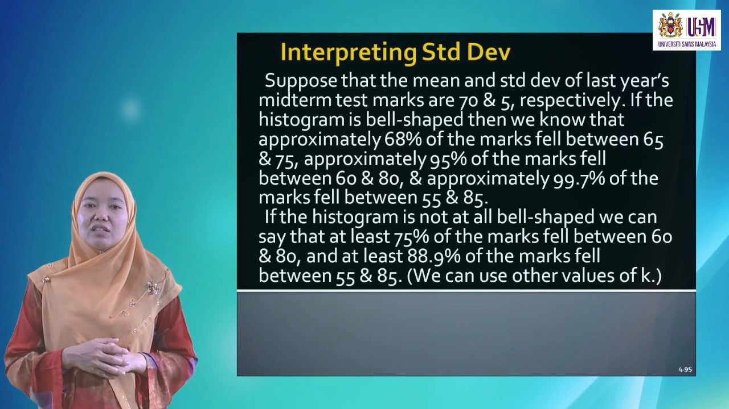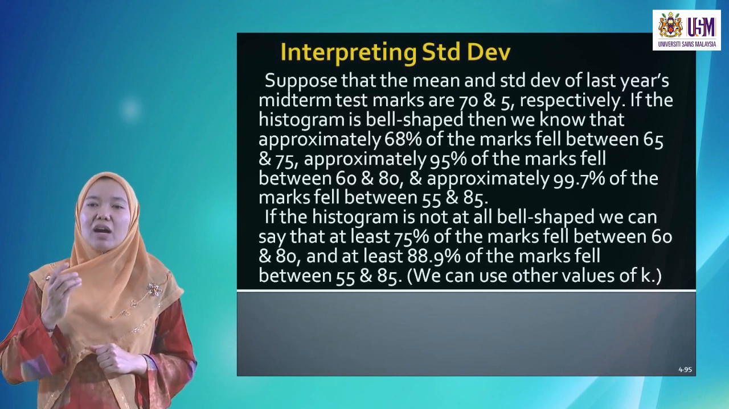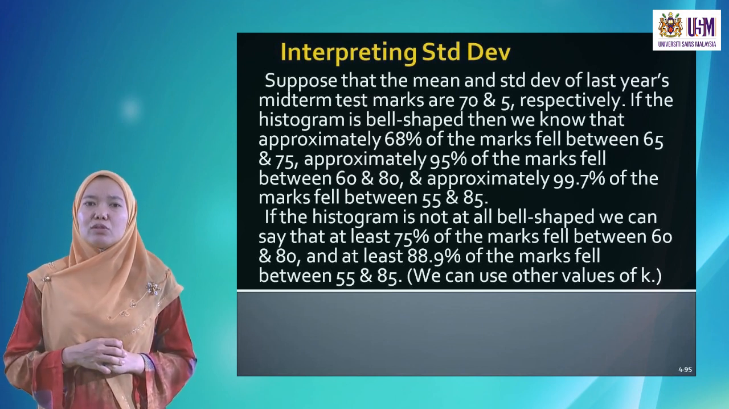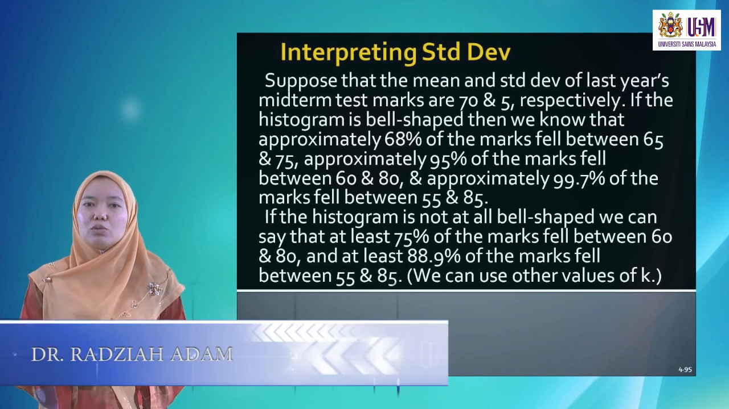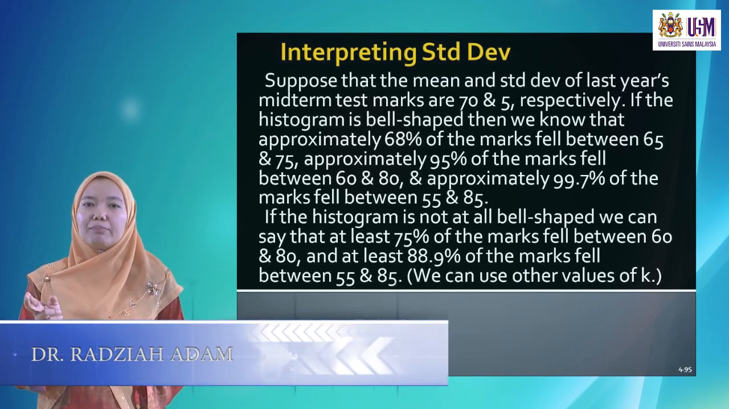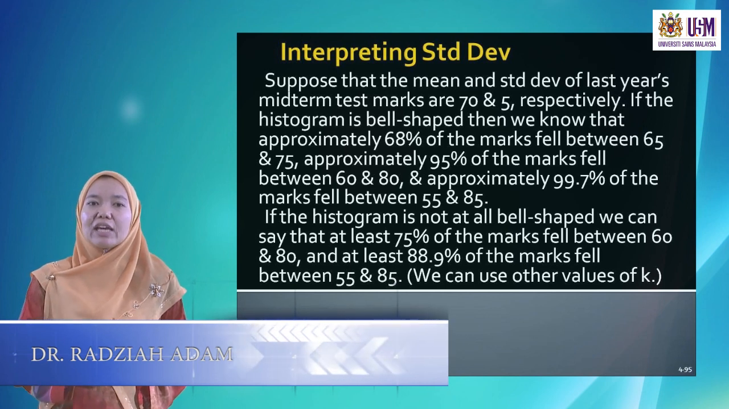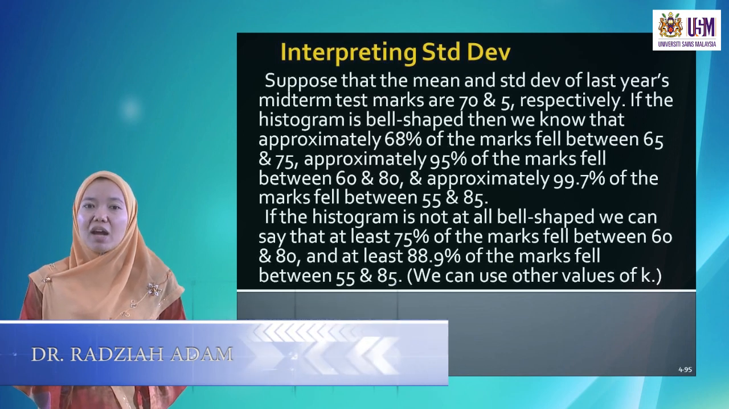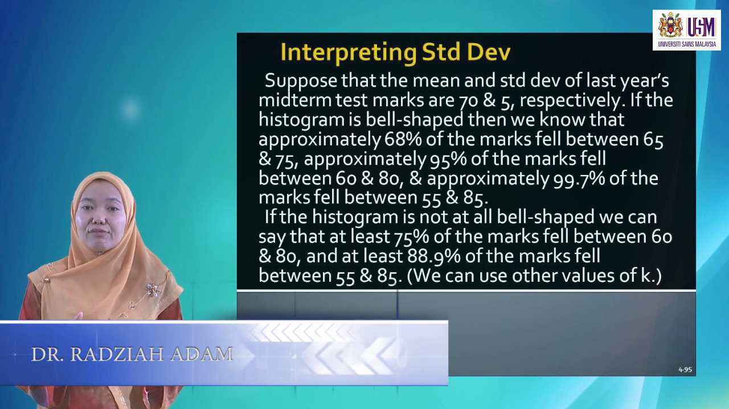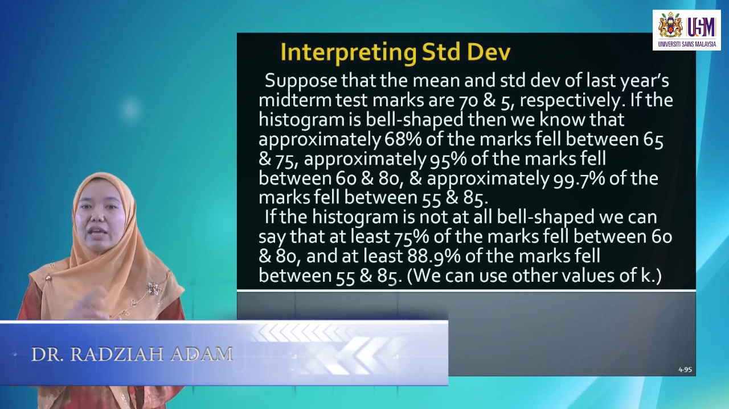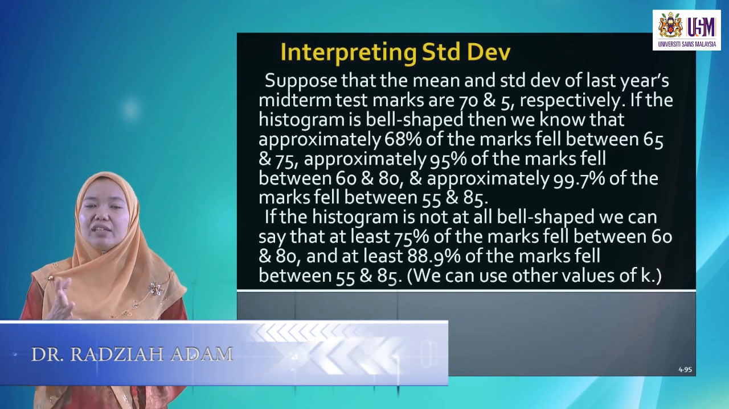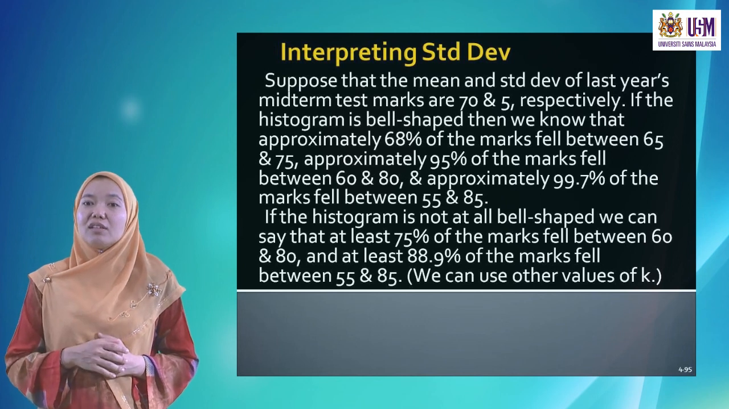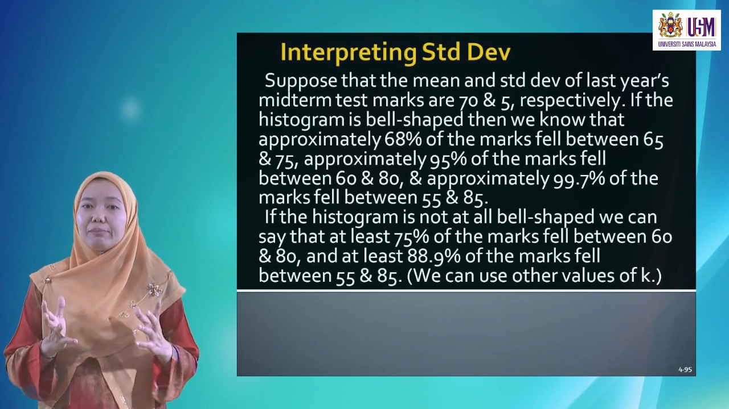While if you're discussing approximately 95% of the marks, we're talking about two standard deviations from the mean. So 70 plus 5 times 2, you get 80, while 70 minus 5 times 2, that is 10, you get 60. And when we talk about approximately 99.7% of the marks, they fall between 85 and 55, that is 70 plus 15, you get 85, and 70 minus 15, then you get 55. This is with the assumption that your distribution, your histogram, is bell-shaped.